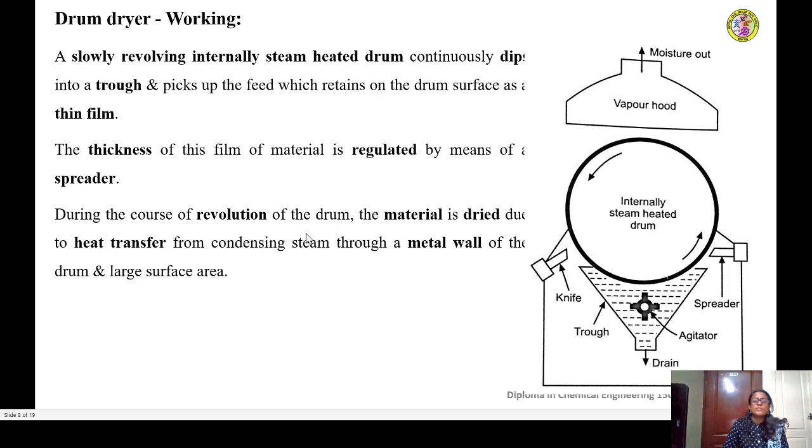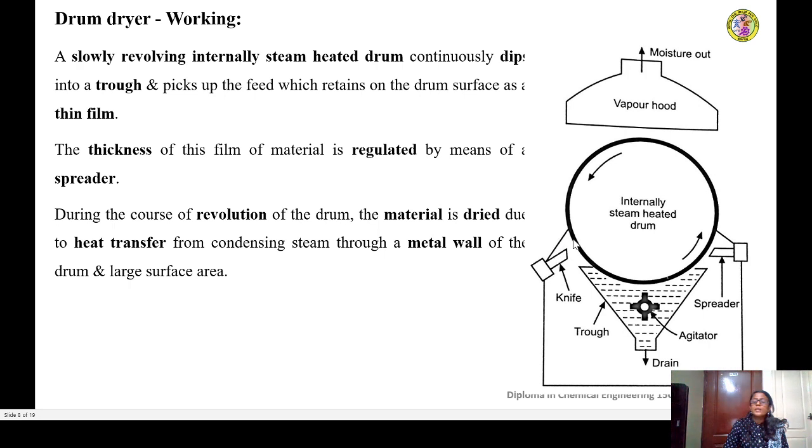So during the course of revolution of the drum, the material is dried due to heat transfer from the condensing steam through the metal wall of the drum and the large surface area. So this is how the drying of material present on the drum as a thin film takes place due to heat transfer from the steam circulated inside the drum. The material gets dried by the evaporation of moisture, and by the time the drum comes to the opposite end, all the moisture is evaporated.